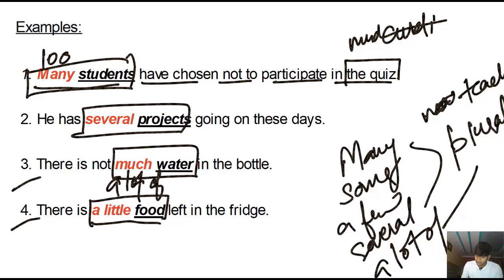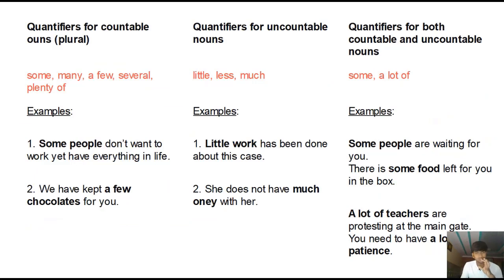Okay. All right. Now let's talk about quantifiers that are used with countable nouns only. Let's talk about quantifiers that are used with uncountable nouns, and then quantifiers that are used with both countable and uncountable. Okay. So countable only: some, many, a few, several, plenty of. Uncountable: little, less, much. And both countable and uncountable: some and a lot of. Okay, we have examples as well.